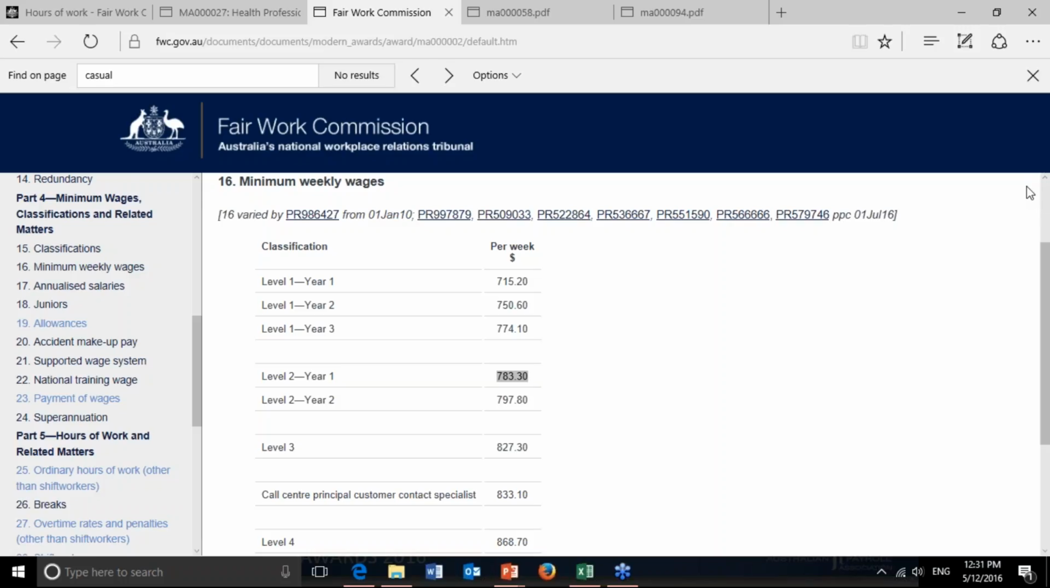Okay, Clerks Private Sector Award, accounting industry, compassionate leave days for part-time workers. What's the question?